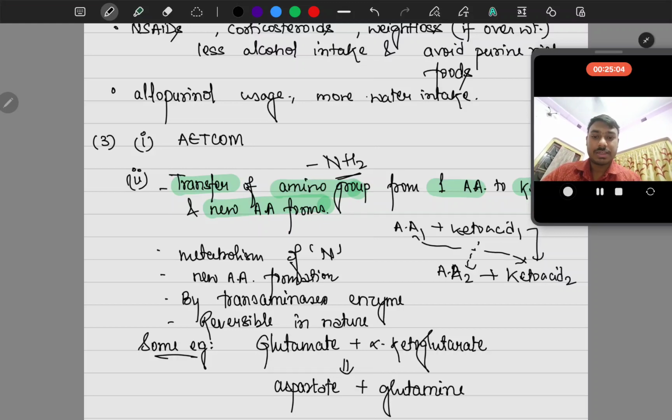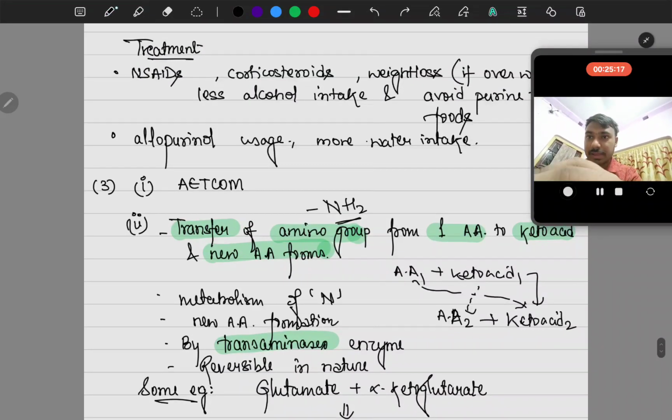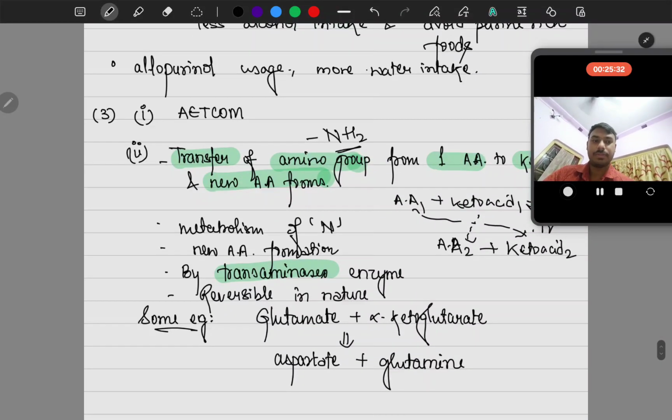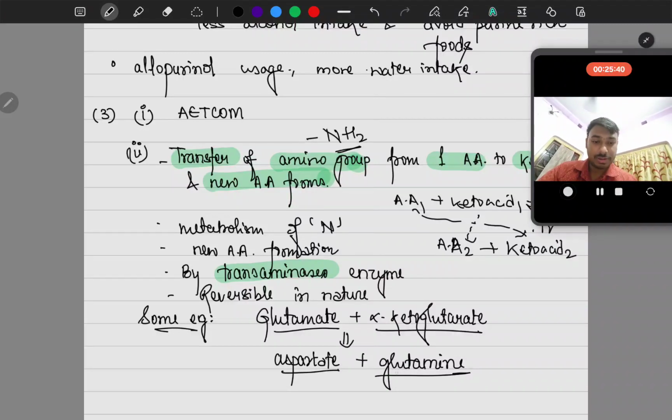This reaction occurs by the transaminase enzyme. Okay, and this reaction is reversible in nature. Means it is reversible in nature. Some examples include, you know this example already, glutamate and alpha ketoglutarate forms the aspartate and glutamine.